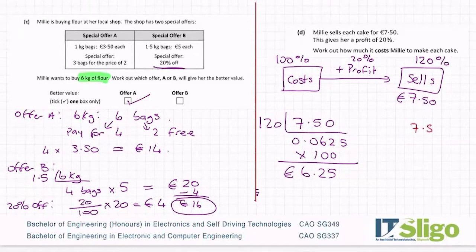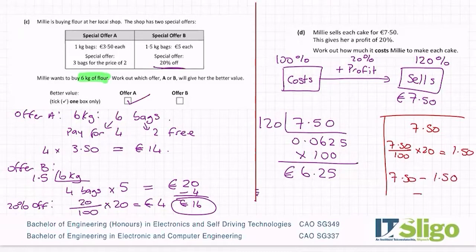Well, if I get 20% of this value, okay, so divide by 100 and multiply by 20, I get €1.50. And then if I take that away, I get €6. Okay, and that's the most common mistake people will make.